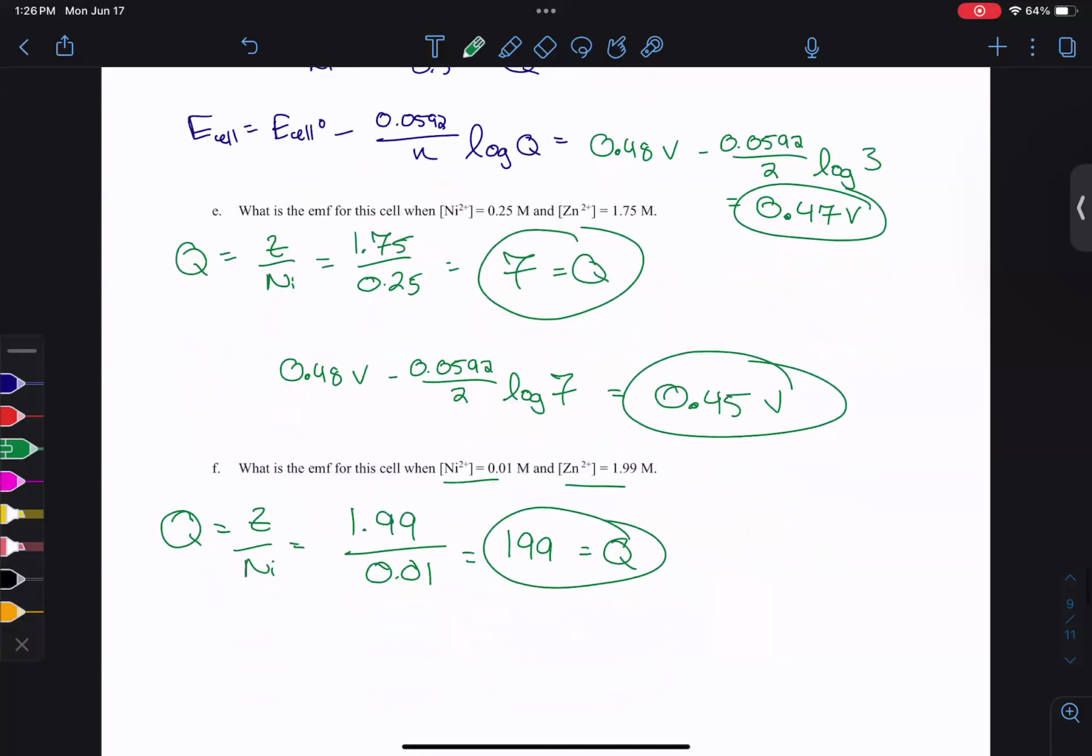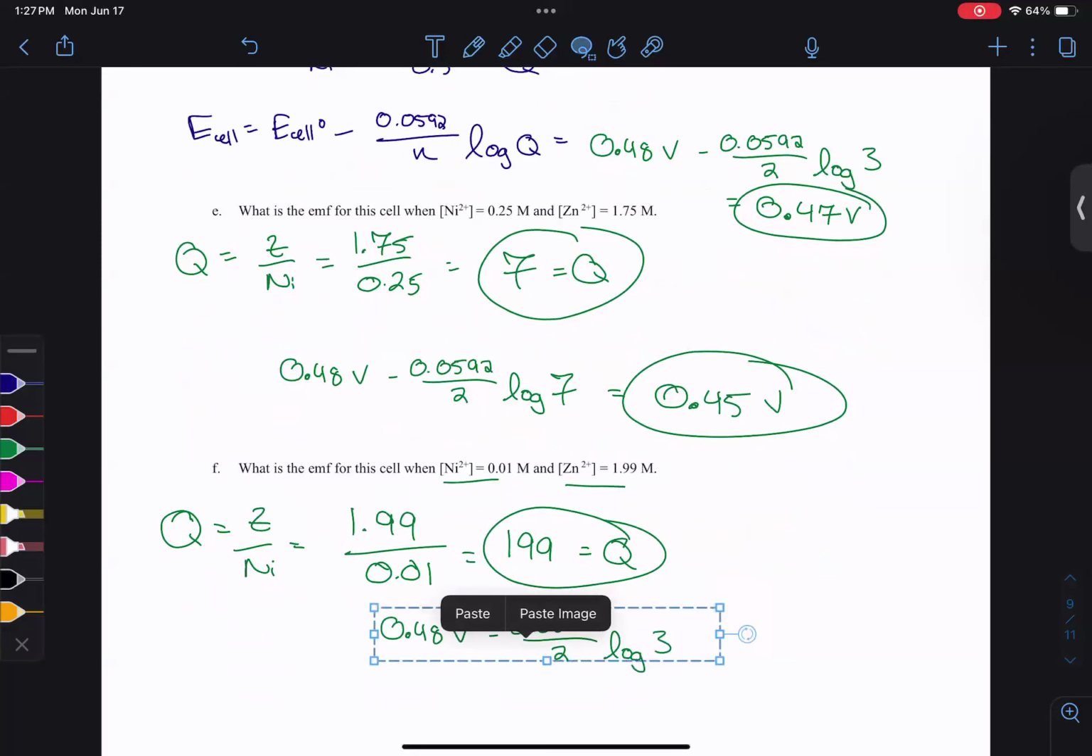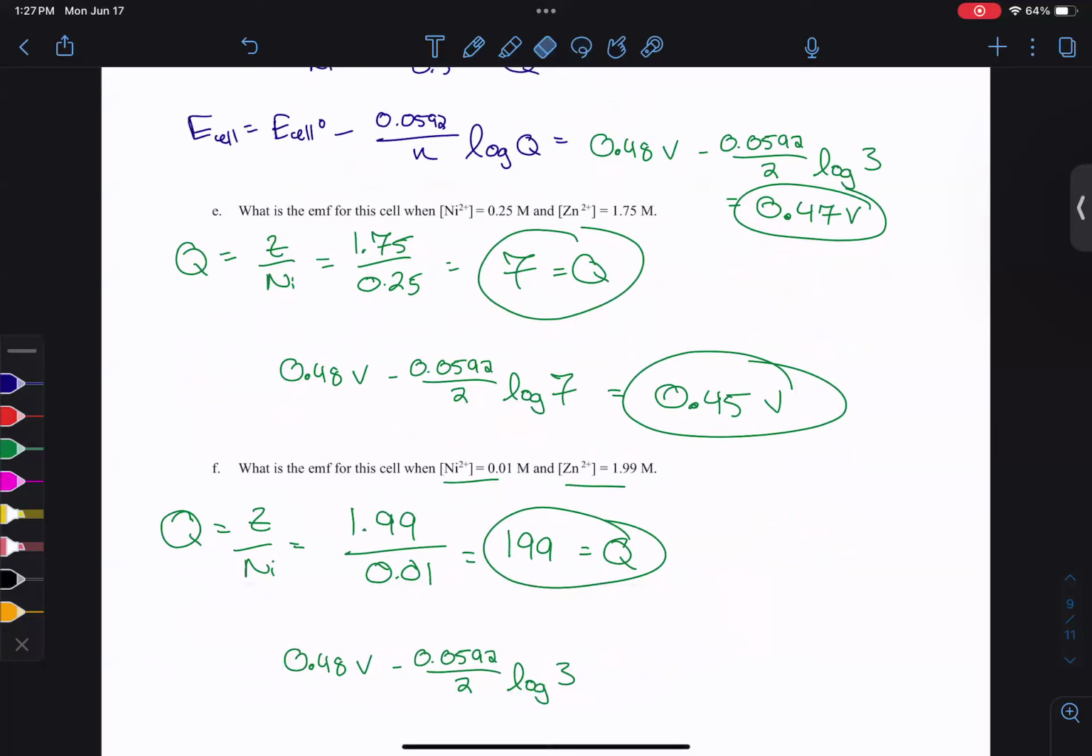Okay, that's Q. So we're going to do the same exact thing. Start with the cell potential at standard conditions minus all of that other junk. Log of Q this time is 199. We have almost 200 times more product than we do reactant. You stick this in your calculator and you get 0.41 volts. So you see that even if we change the concentration drastically, it's not going to plummet to zero.